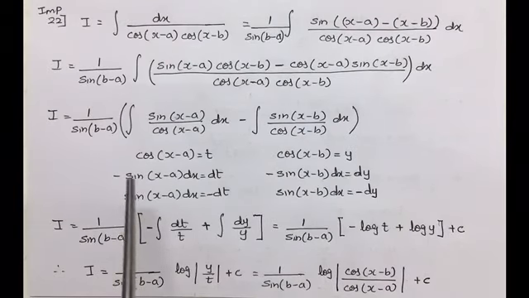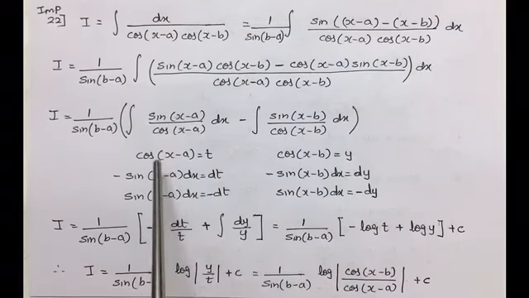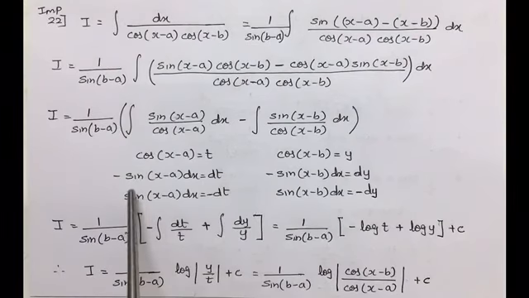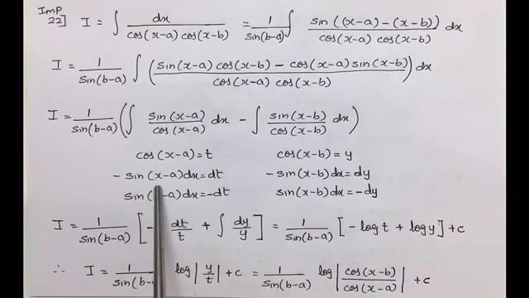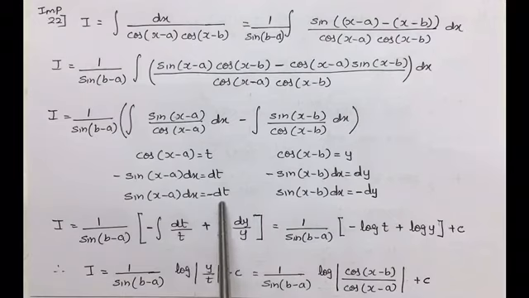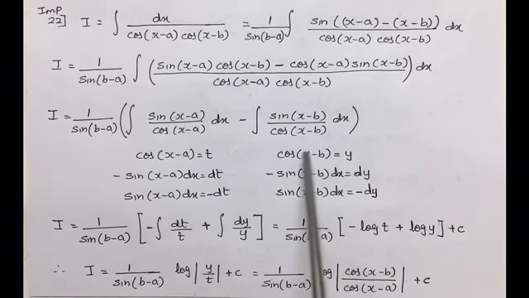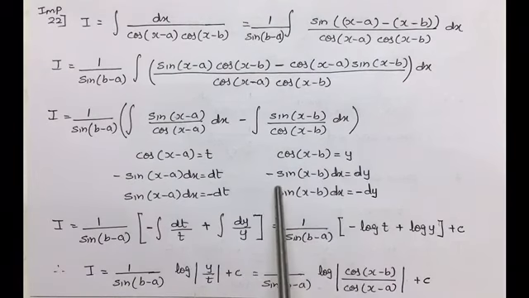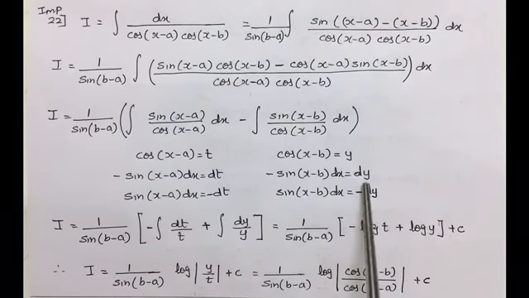Now we know that sin is a derivative of cos. So assuming cos x minus a as t, differentiating it, we get minus sin x minus a dx is equal to dt. Sin x minus a dx will be equal to minus dt. Same on the other side. Instead of taking t, y is being taken. That is cos x minus b is equal to y. Differentiating it, we get minus sin x minus b dx is equal to dy. And sin x minus b dx will be equal to minus dy.